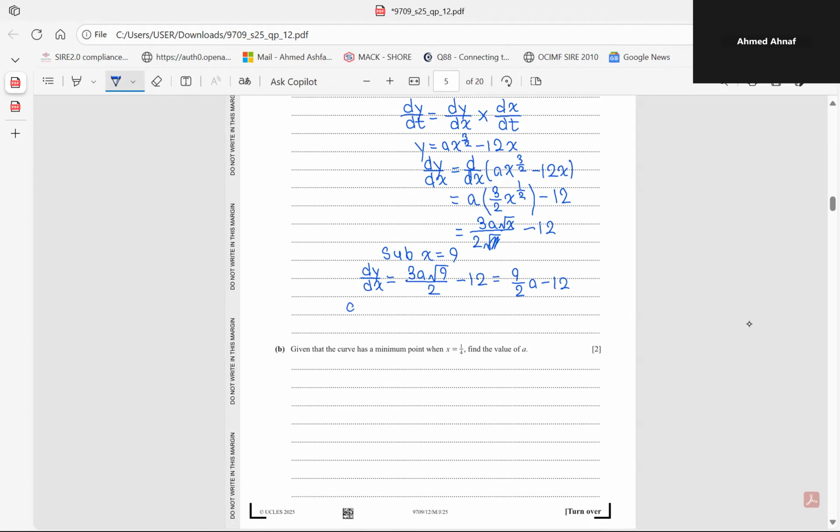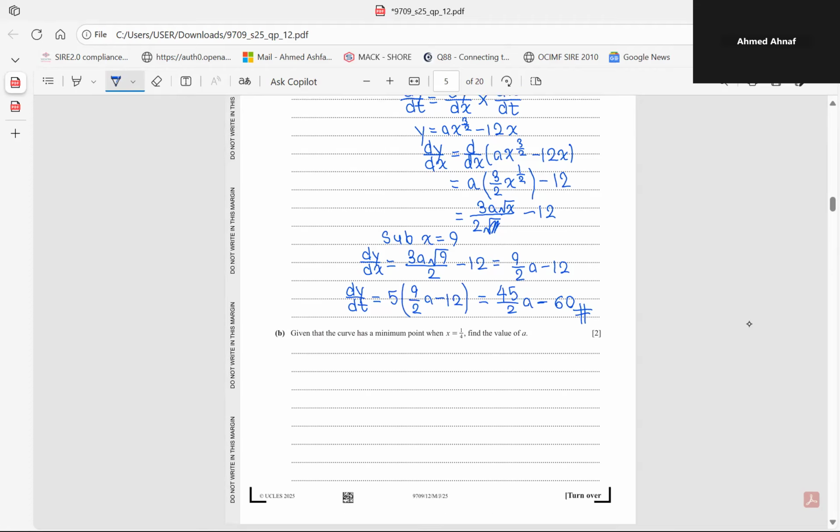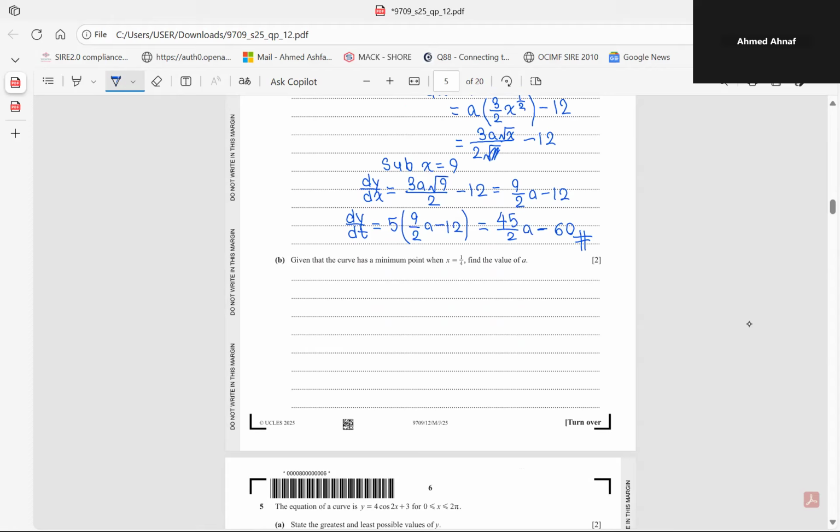Hence, now we can find our dy/dt, which is just dx/dt, 5, multiplied by dy/dx when x equals 9. So just expand the brackets out, you would get 5 times 9, 45 over 2a, minus 12 times 5, which is 60. So this is our final answer for this part. Let's head on to the next part.